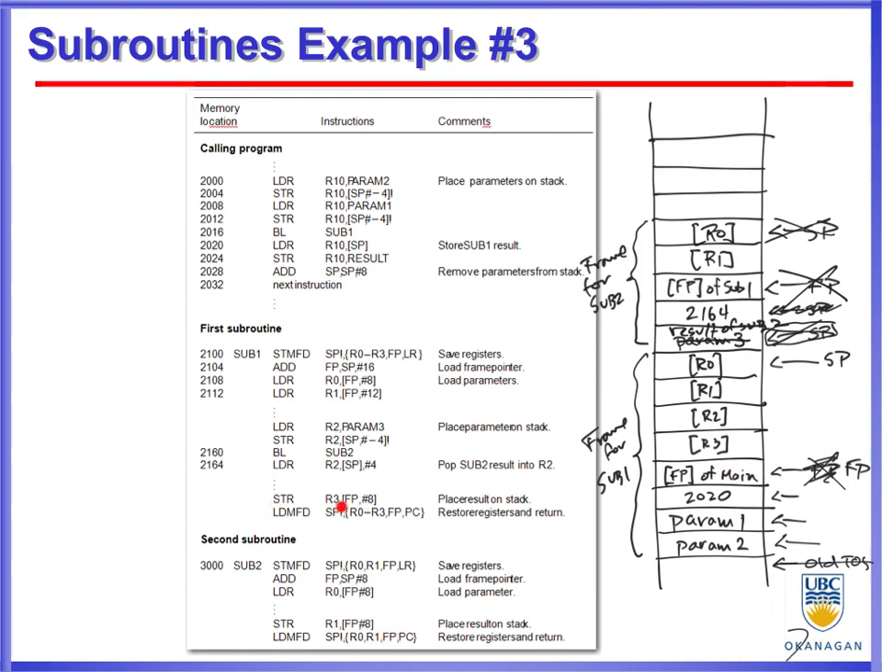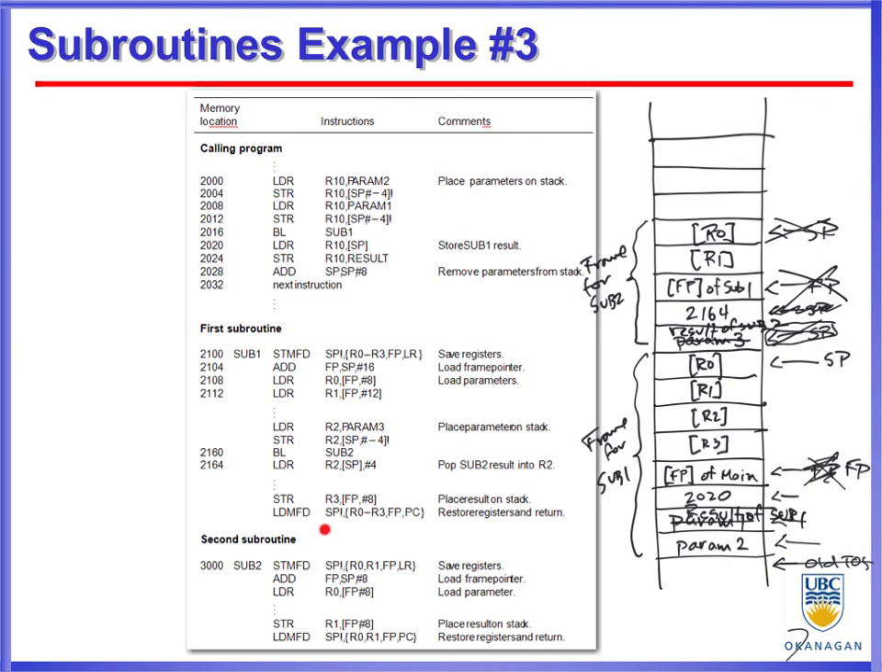So we get back here, now we're going to store at frame pointer +8. So this result from subroutine number 1 is going to overwrite what's there. So the result of sub 1 is put here. Okay, that's what this instruction is doing. So we've placed the result of this subroutine onto the stack.